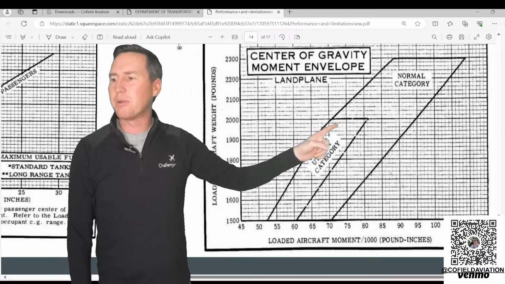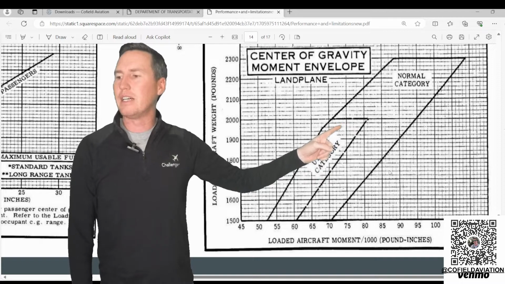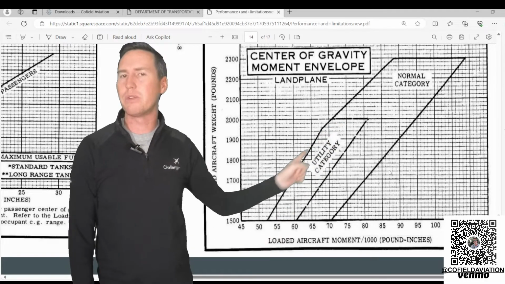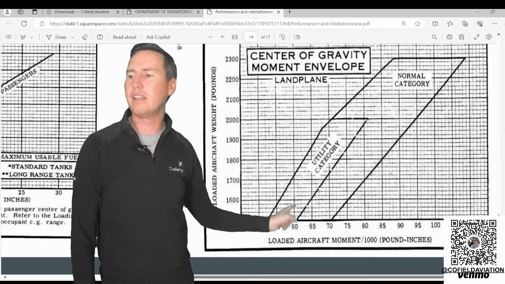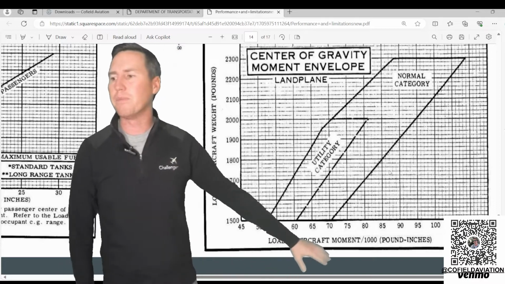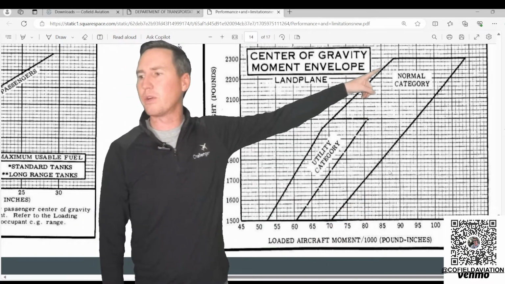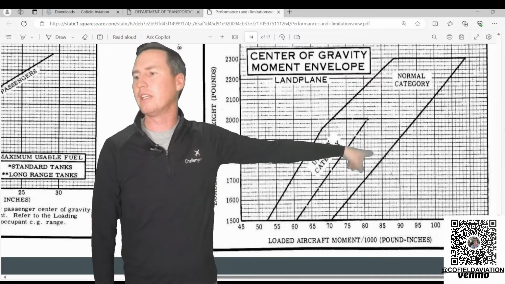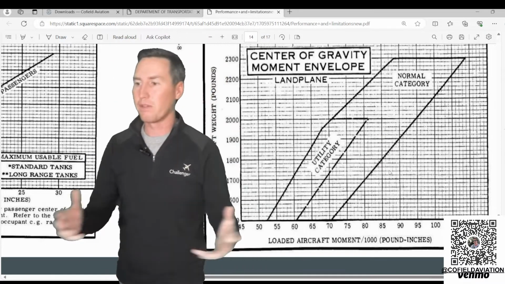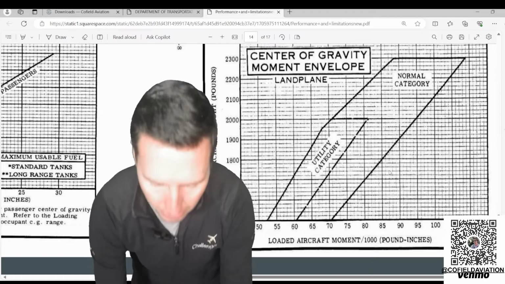But we've got a maximum weight of 2,000 pounds for the utility category to do spins, and then your CG would have to fall in this envelope. If you can't get it in this envelope, you can't do spins. It's not approved for spins, okay? Normal category, 2,300 pounds maximum gross weight, and that's what we're going to figure out to get our weight and balance.